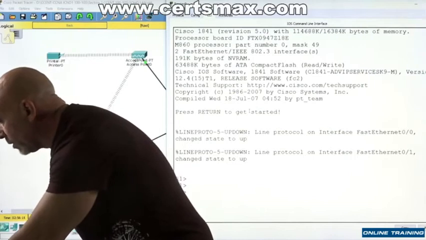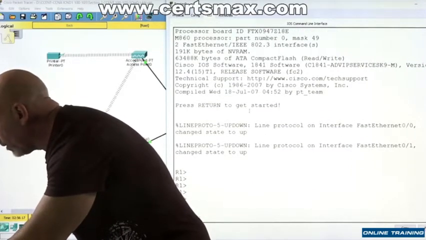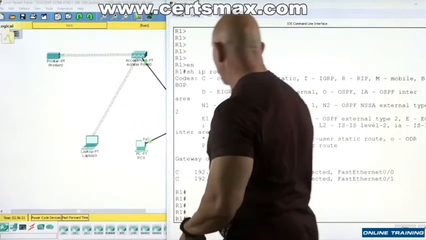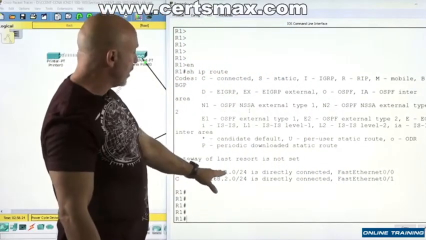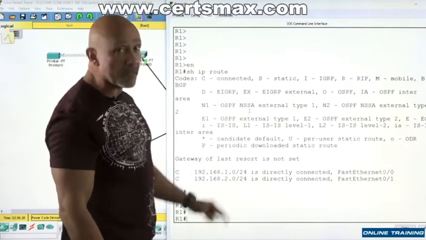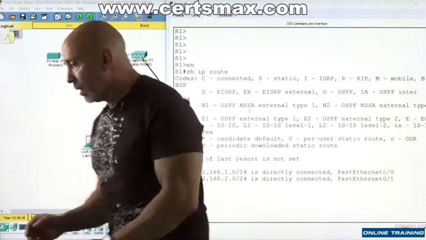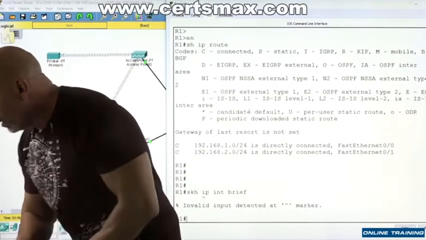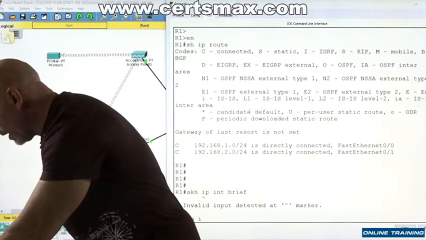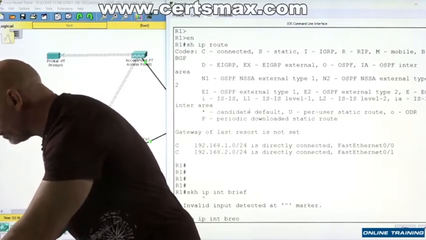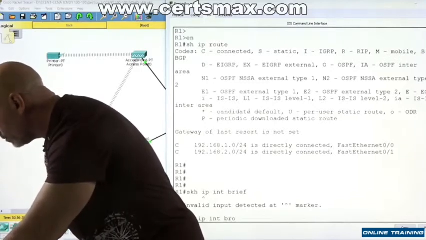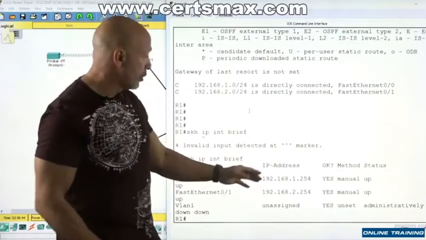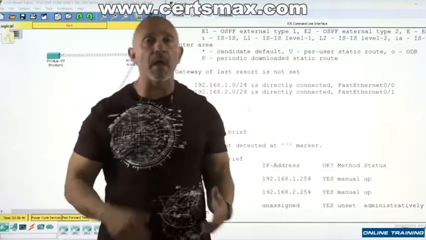So I'm going to say enable and then show ip route. You'll learn all this stuff later. 192.168.1.0 and 192.168.2.0 are the networks that I'm connected to. And if you do a show ip int brief, it shows you that we are up, so we are connected to those.